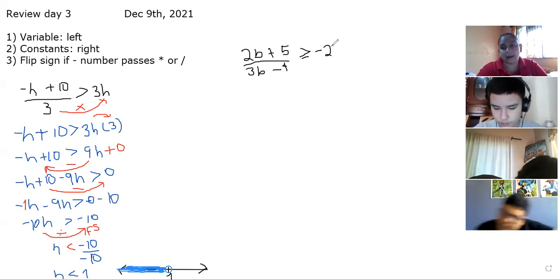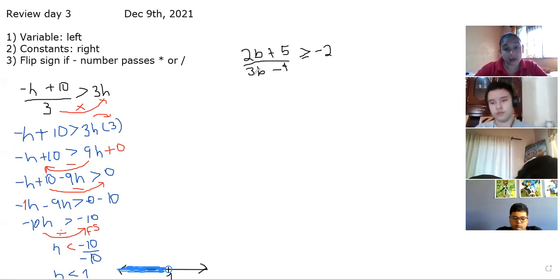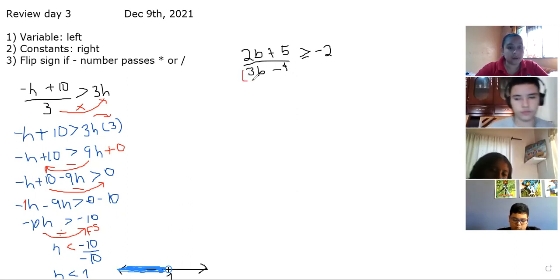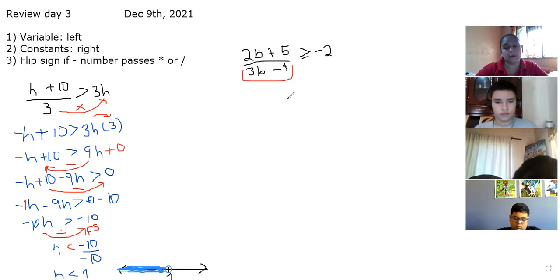So first, you again need to pass the whole denominator to the right. Exactly, the whole thing, not just the negative 4, not just the 3b, everything, because everything is the denominator. So I'm gonna pass everything to the other side.